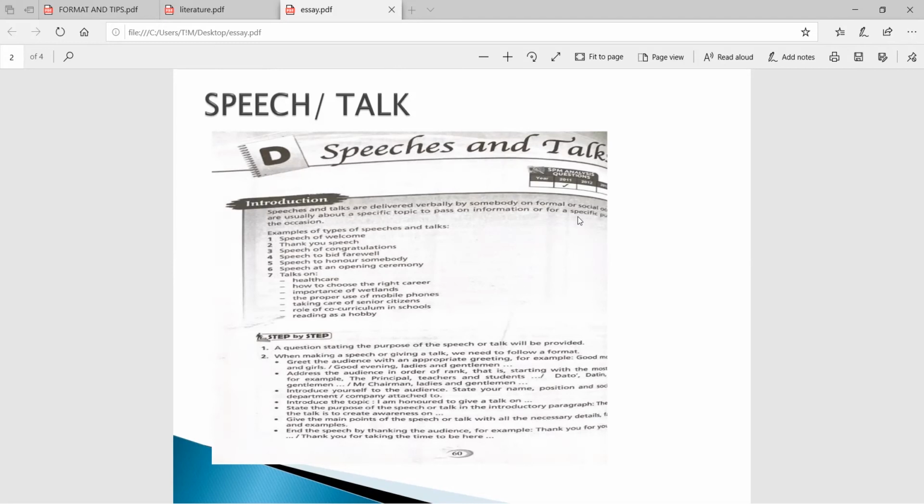And then a speech of congratulations, speech to bid farewell, speech to honor somebody. This is also similar to welcoming someone, a speech at an opening ceremony, or giving talks, right? Talks on healthcare, how to choose the right career. These are just some examples. Importance of wetland, the proper use of mobile phone, taking care of senior citizens, role of co-curriculum in school, or reading as a hobby.